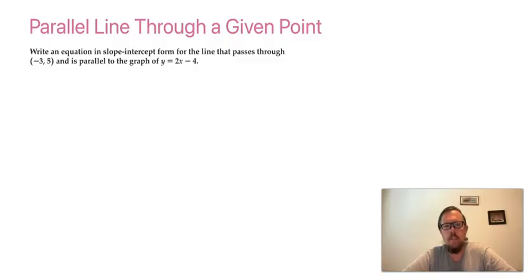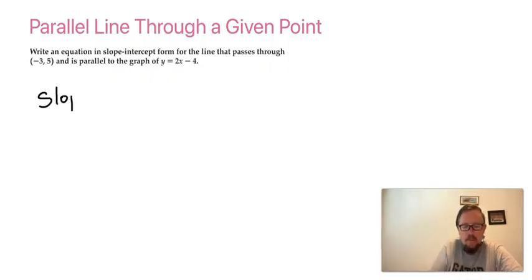Write an equation in slope-intercept form for the line that passes through (-3, 5) and is parallel to the graph of y = 2x - 4. So to write an equation, there are only two pieces of information that we need. We need to know the slope, and we need to know a point.